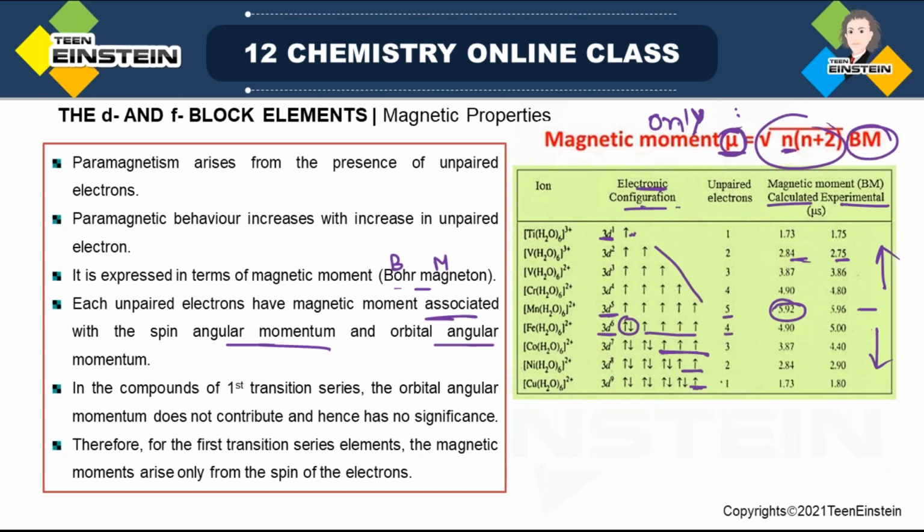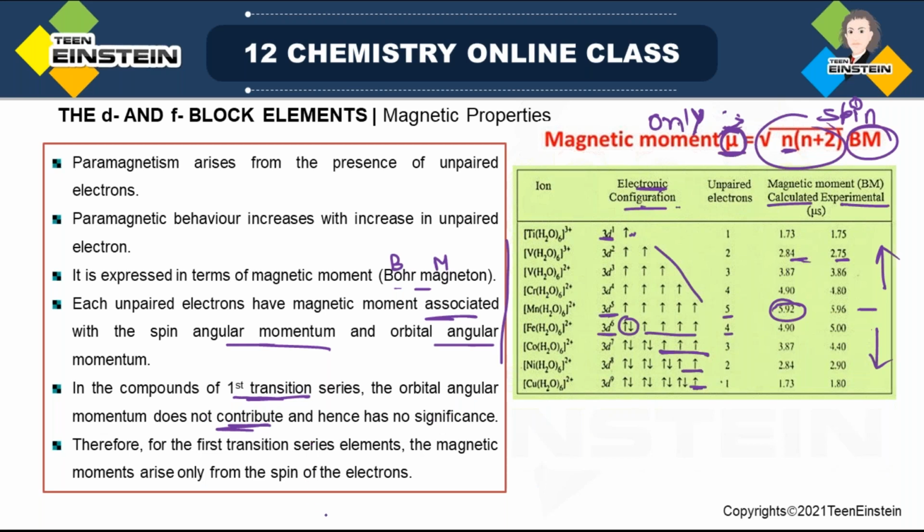We are not considering orbital contribution, only spin. Orbital contribution we are not considering. In the compounds of first transition series, so all these examples, they are first transition series. The orbital angular momentum, there is actually no contribution, and that is why we are not considering it.